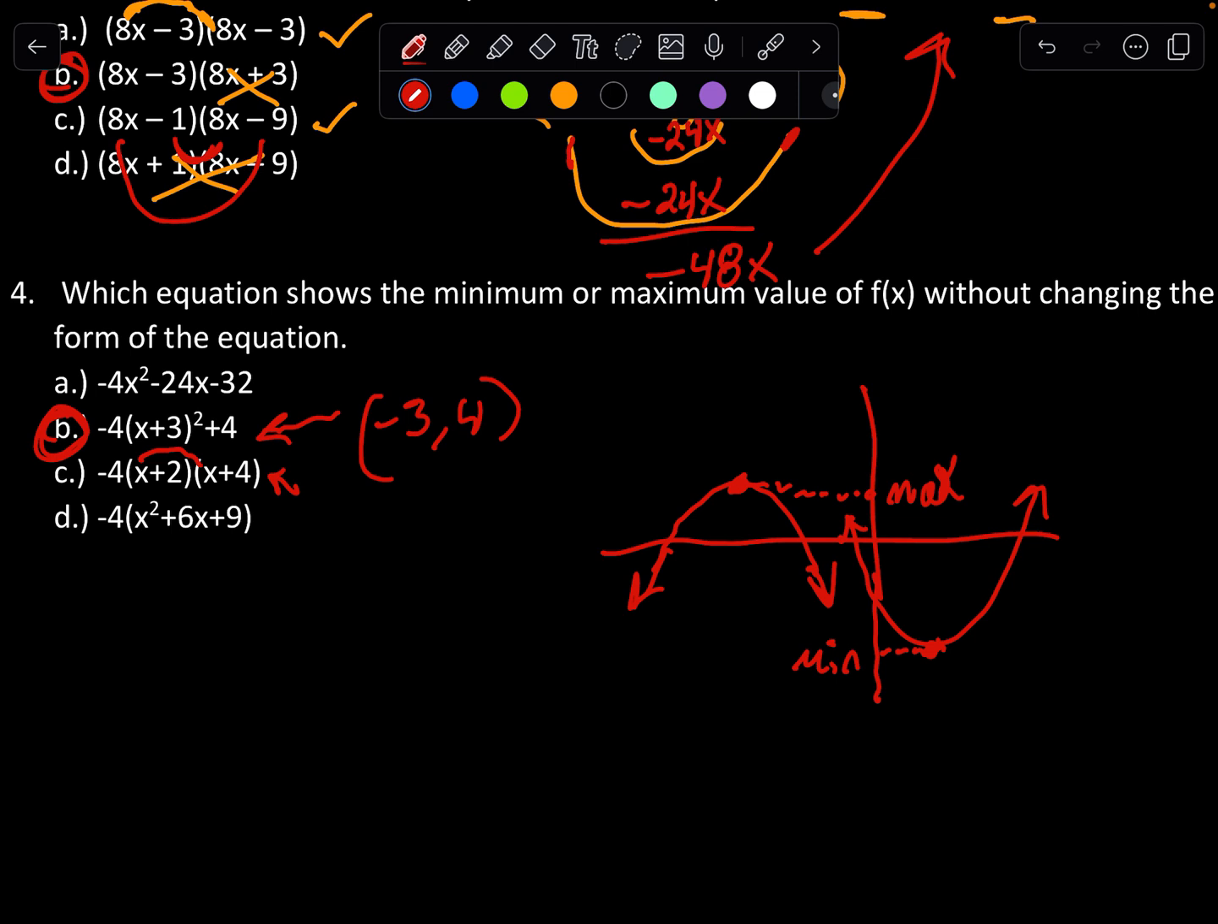First one's in standard form. The letter C is in intercept form, the x-intercept form, and D just has a greatest common factor factored out of it. So, all right, those are those 4 questions, and I will see you later.